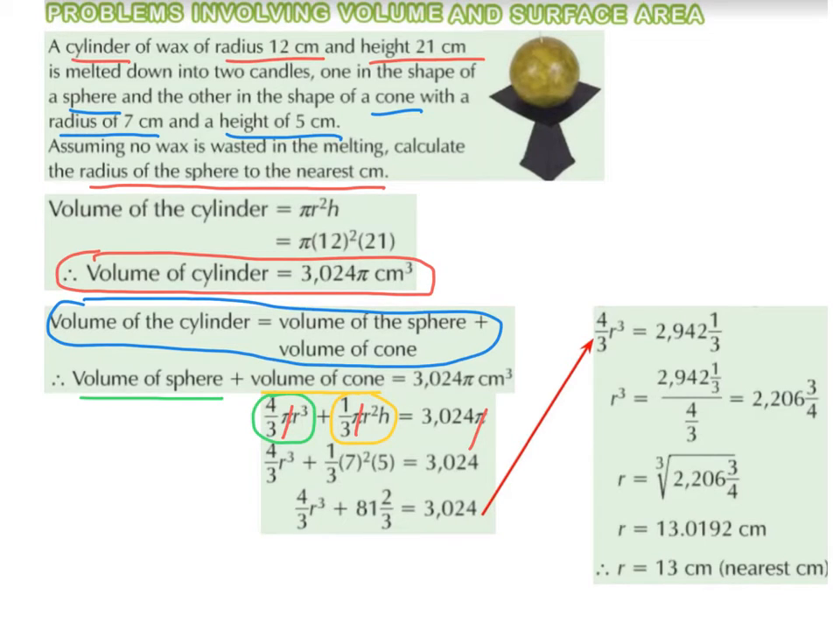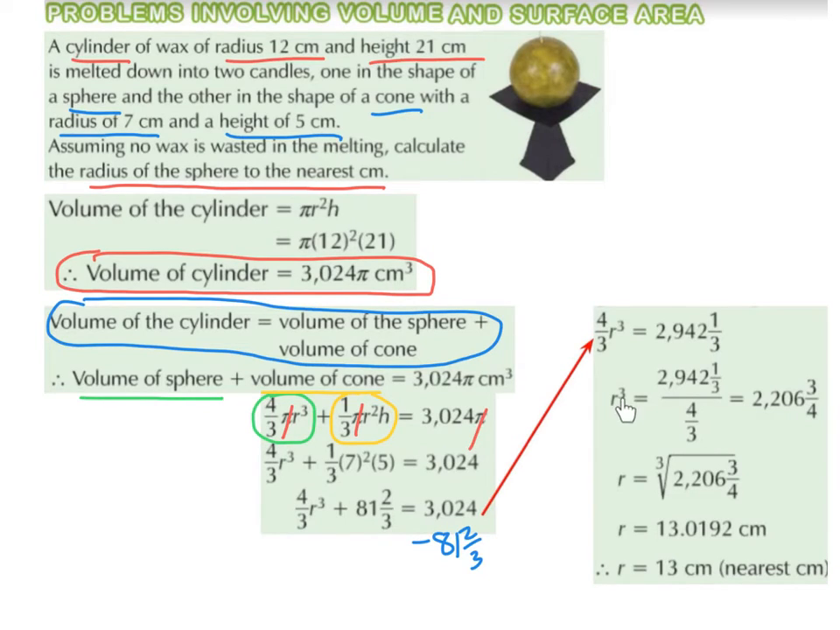So now we need to solve for r. So what we're going to do is bring the 81 and 2/3 over the equal sign, and it becomes minus 81 and 2/3. And 3024 minus 81 and 2/3 will leave us with 2942 and 1/3. So then we need to get the r on its own. So we're going to divide across by 4 over 3. So 2942 and a third divided by 4 over 3. And that gives us 2206 and 3/4.